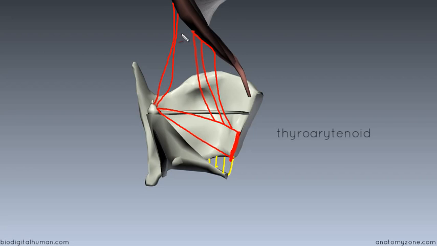So the thyroarytenoid muscle is often thought of as two parts. You've got the vocalis muscle and then you've got the thyroarytenoid part. It depends on the source you look at, but different sources tell you different things. So in this tutorial we're going to look at the vocalis muscle as a separate muscle and the thyroarytenoid as a separate muscle.